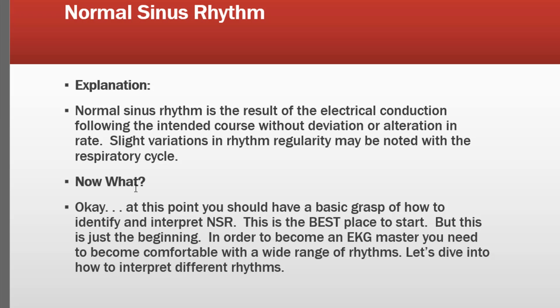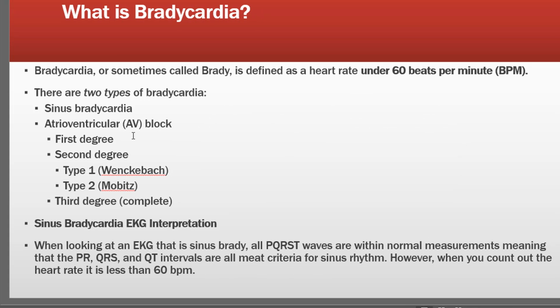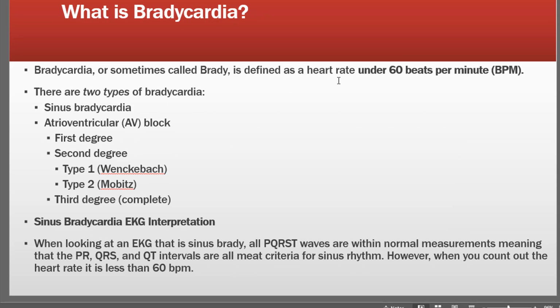Now, what happens if things go wrong? Bradycardia is a heart rate under 60 beats per minute. There are two types. There's sinus bradycardia, and then you have an AV block. Of those AV blocks, you have first degree, second degree, which has two types, and then third degree.